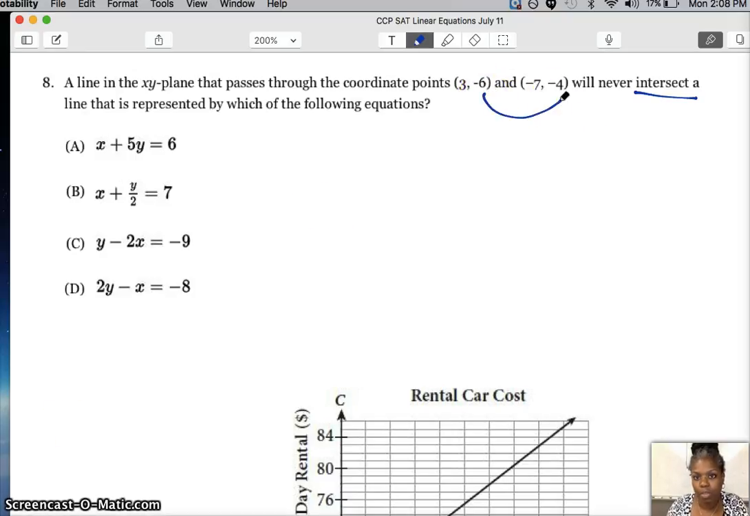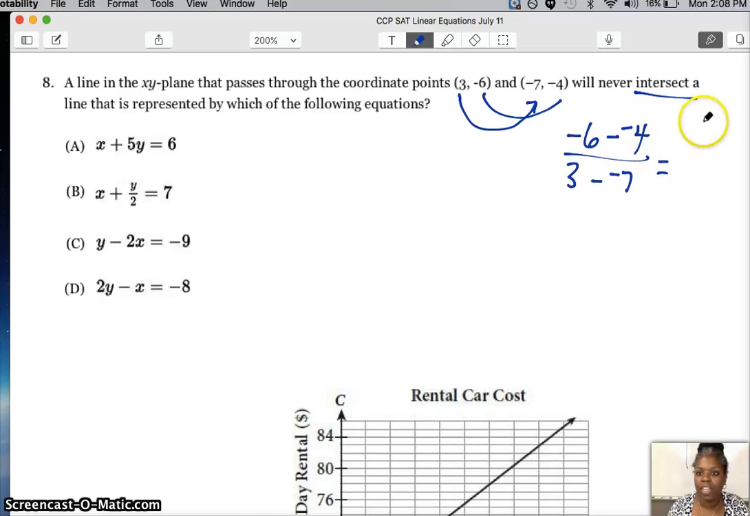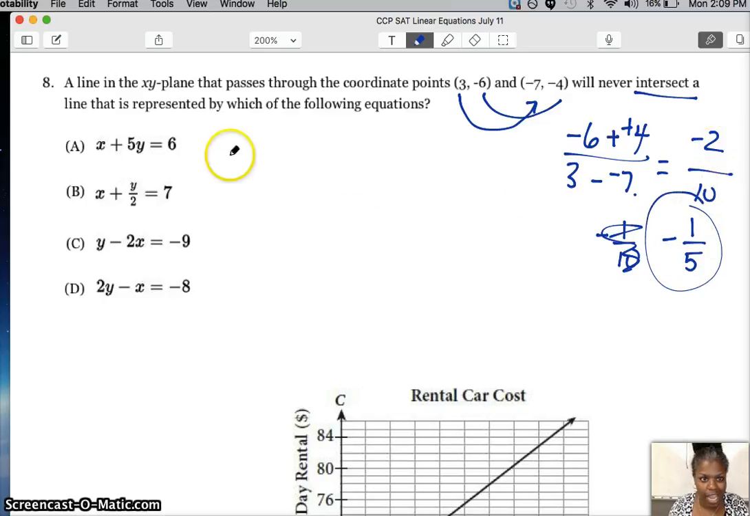So this time I'm going to go this minus this, -6 minus a -4 over, and notice I'm keeping the same direction, 3 minus a -7. And what that's going to give me is -2, because minus minus gives me a plus, and this is going to give me a +10. Therefore, my slope is -1/10. Oh, I just lied to you. See, children, you got to keep me honest. -1/5, because that reduces. Yeah, okay.